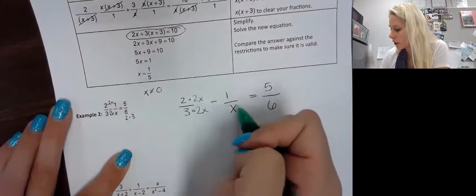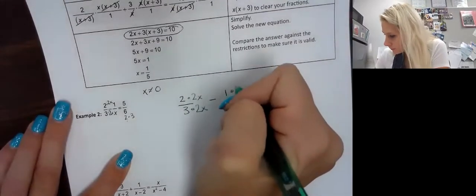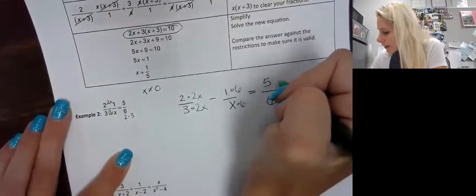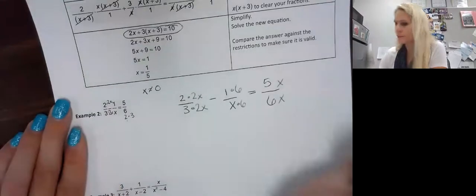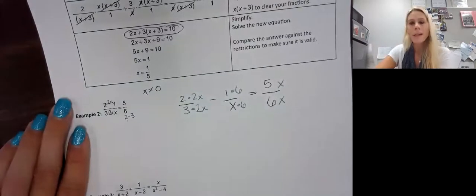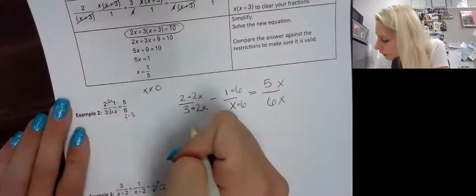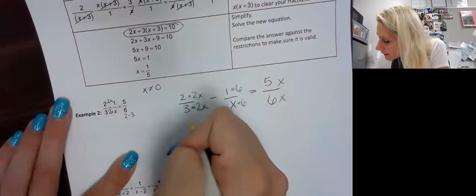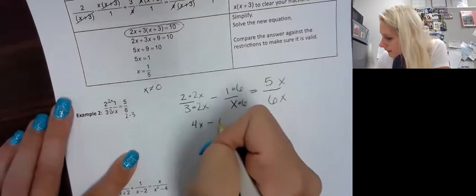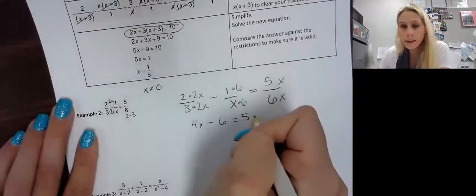So in this fraction right here, what are we missing? We're missing a 6. In this fraction right here, we're missing an x. You guys see we have all common denominators now? Now that we have common denominators, we can ignore them. We can look at just the numerators. So 2 times 2x is 4x minus 1 times 6 is 6. And 5 times x is 5x, and we can solve.